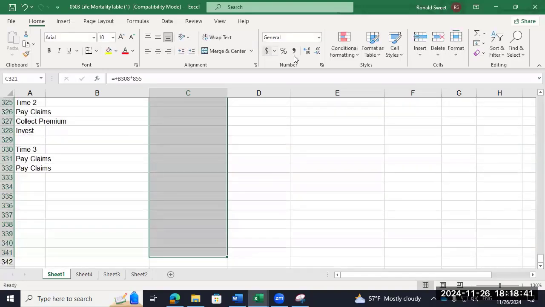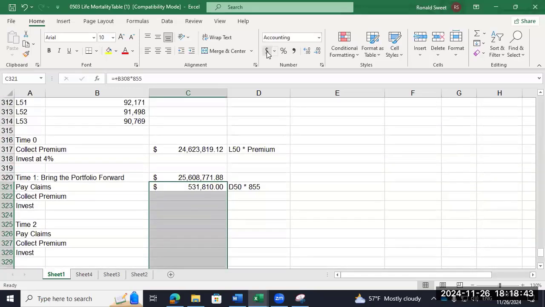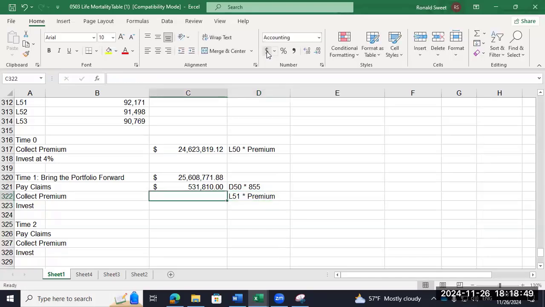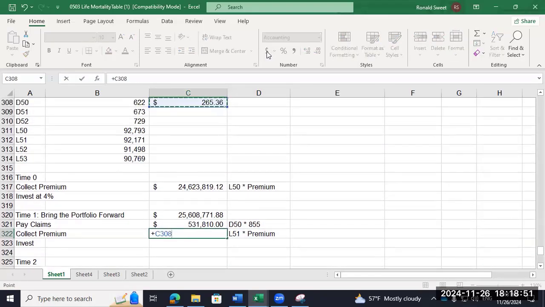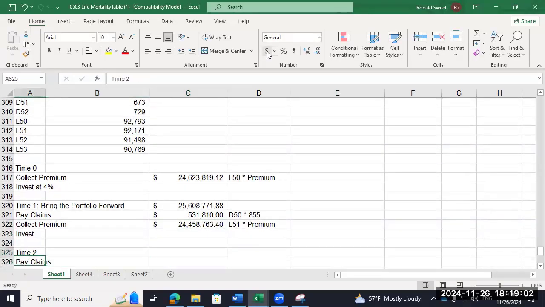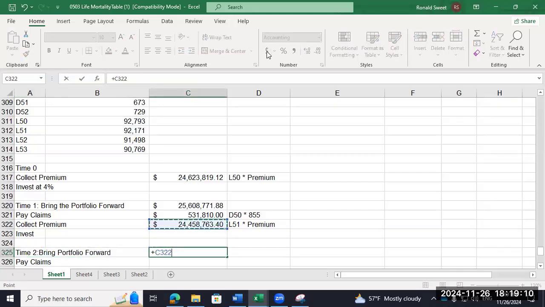I'm going to change all this to dollar signs. You can collect your premium. So L51 times the premium. Kind of just see the pattern here. It gets pretty redundant. So L51 times the premium. You collect that and you reinvest. You come to time 2, you bring the portfolio forward. Again, it's at 4%.